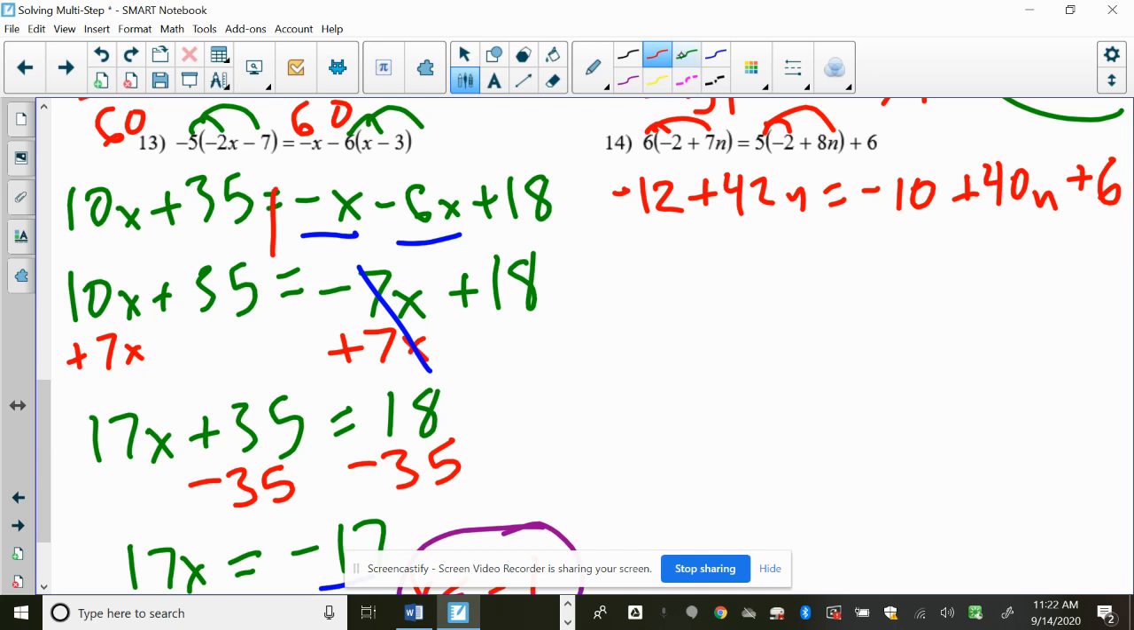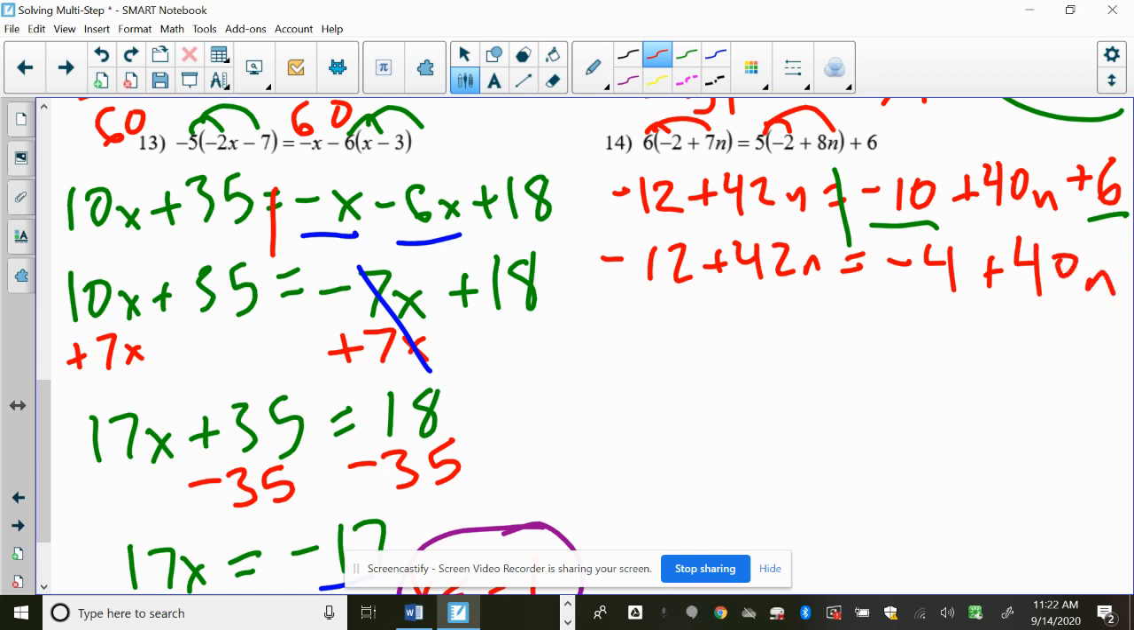Next, we combine any like terms. So equal sign's right here. Left side, nothing we can combine. Negative 12 plus 42n, those are not like terms. Negative 12 plus 42n equals, we look at the right, well, we have a negative 10 and a plus 6. Those are like terms. Negative 10 plus 6, that's negative 4 plus 40n.